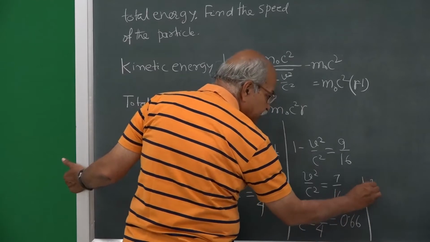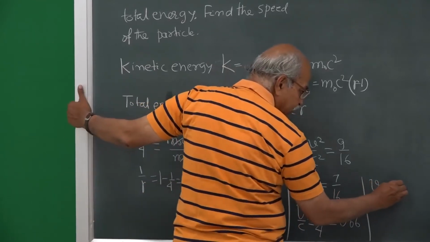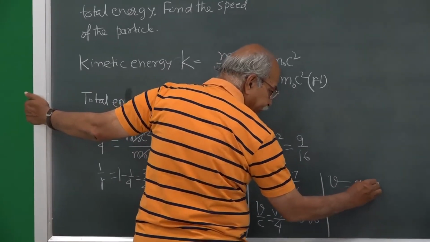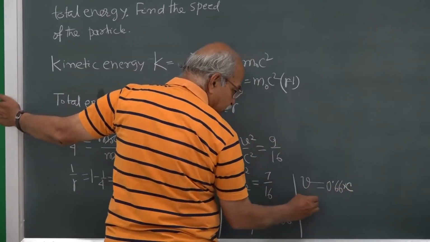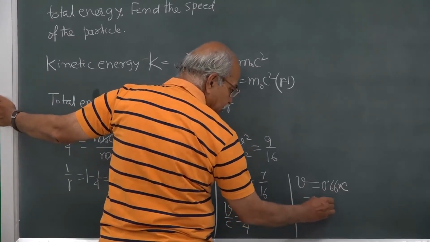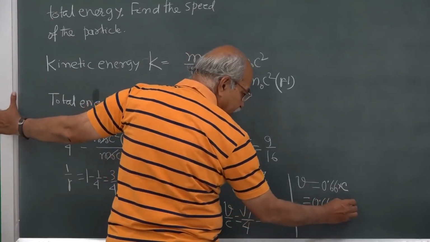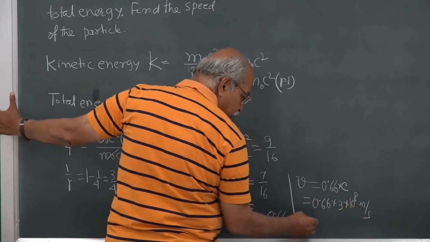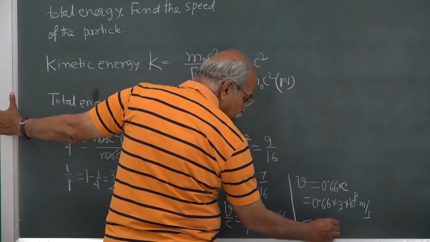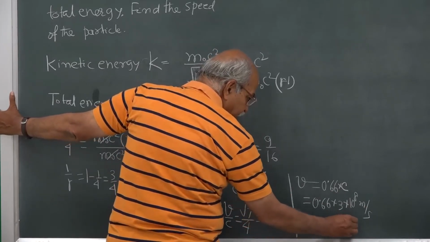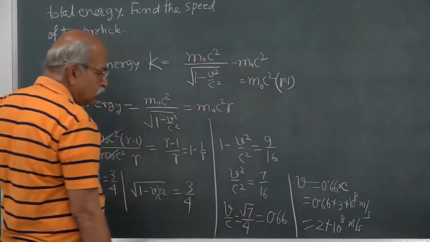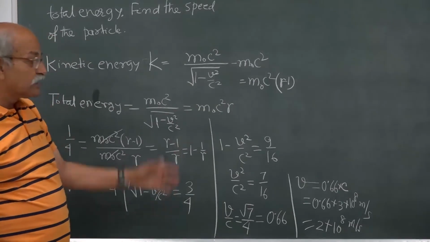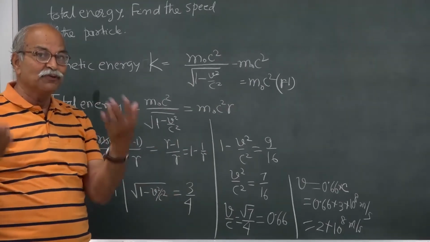and therefore, v is 0.66 into c, and that is 0.66 into 3 into 10 power 8 meter per second, which will be almost 2 into 10 power 8 meter per second. So, at 66% or 67% of the speed of light, the kinetic energy will account for 1/4 of the total energy.